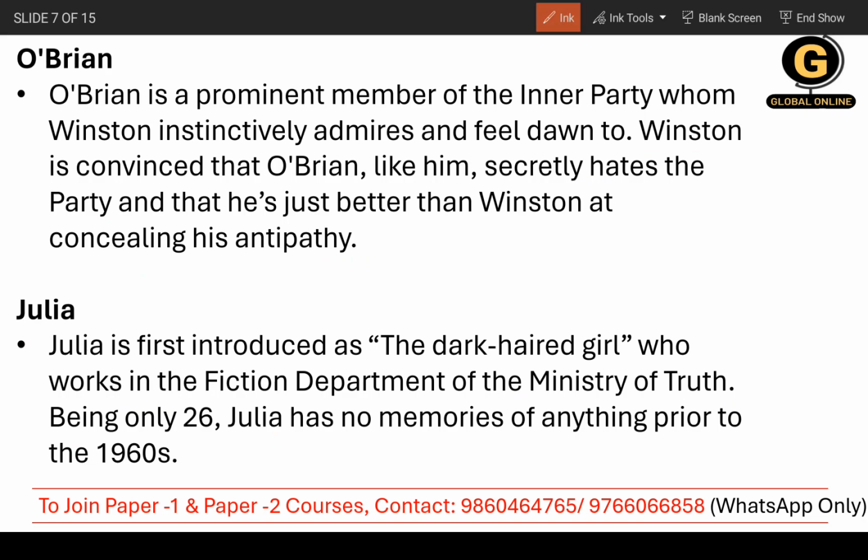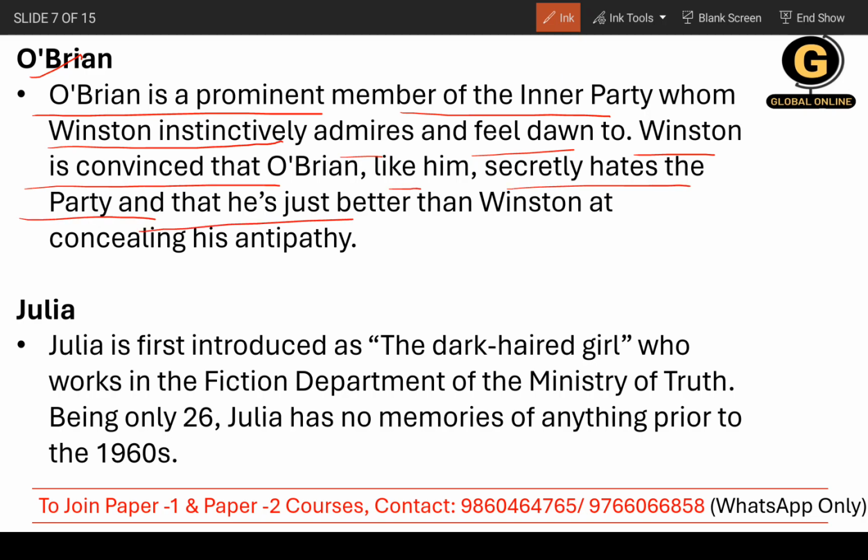Now the next character, O'Brien. O'Brien is a prominent member of the Inner Party. Winston was from the Outer Party and he's from the Inner Party, a member whom Winston instinctively admires and feels drawn to. Winston is convinced that O'Brien, like him, secretly hates the party and that he is just better than Winston at concealing his antipathy. Okay, so he was actually creating problems.